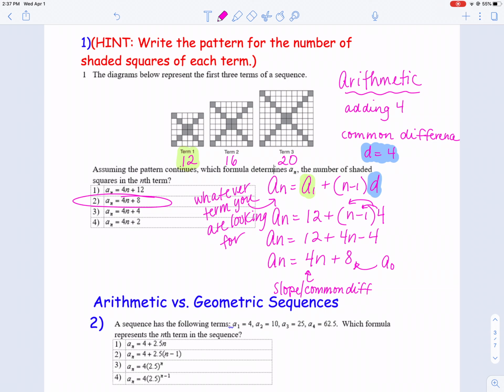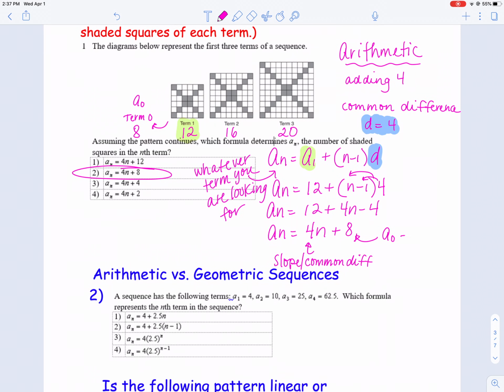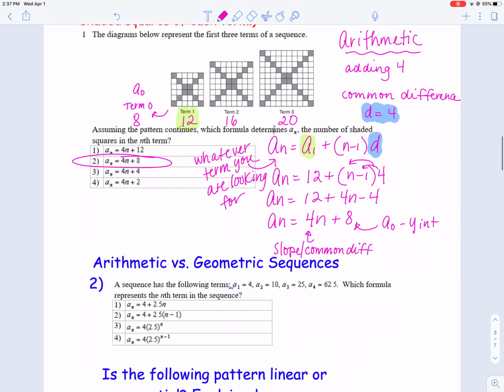It's the term before term 1, which would be term 0, or a sub 0. How would we get that? Well, if we know the first term is 12 and we keep adding by 4, to work backwards we would just subtract 4, which would give us 8. So you're looking at your slope, your common difference, and your y-intercept. Your y-intercept is also your a sub 0.